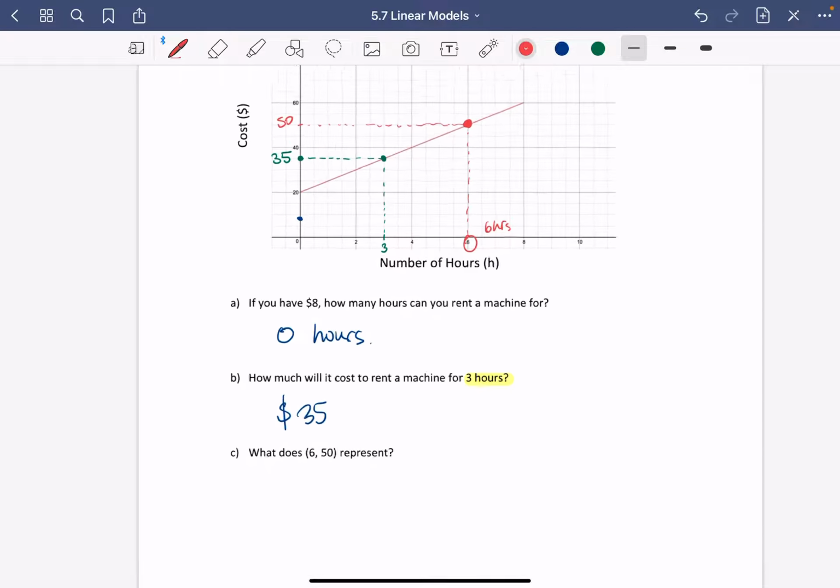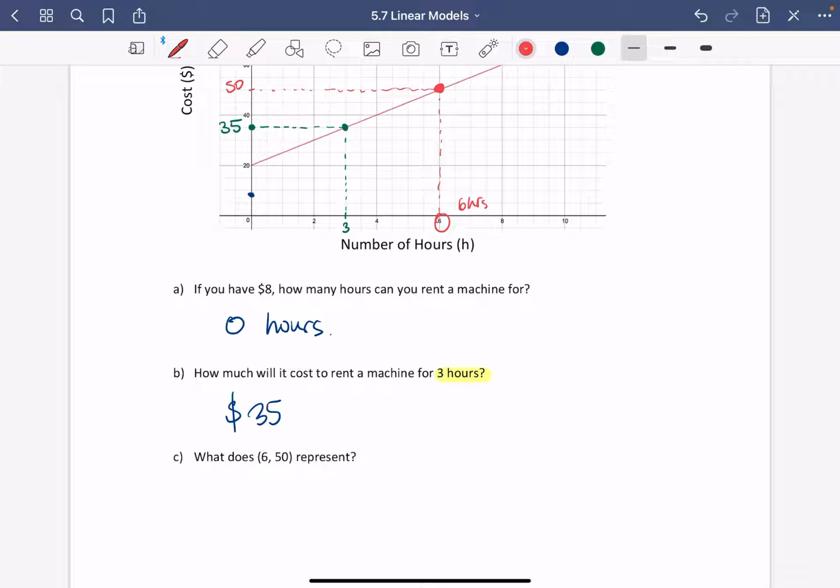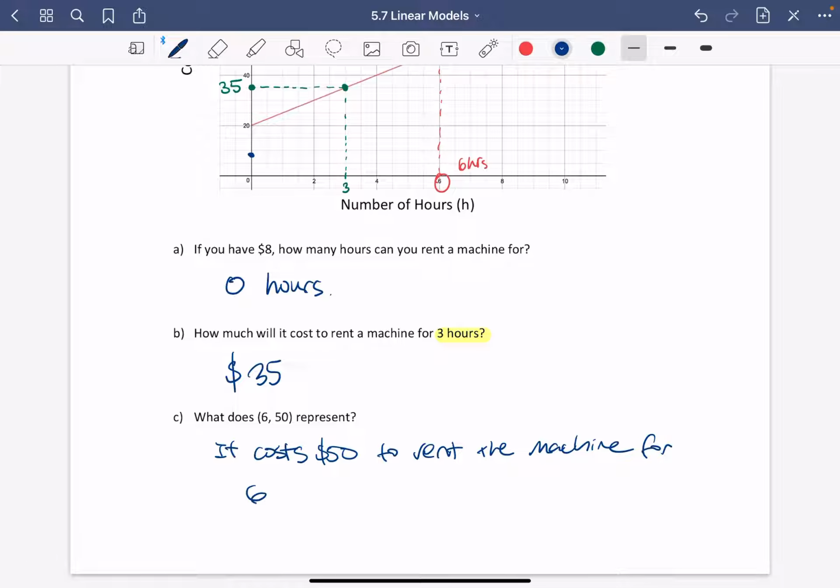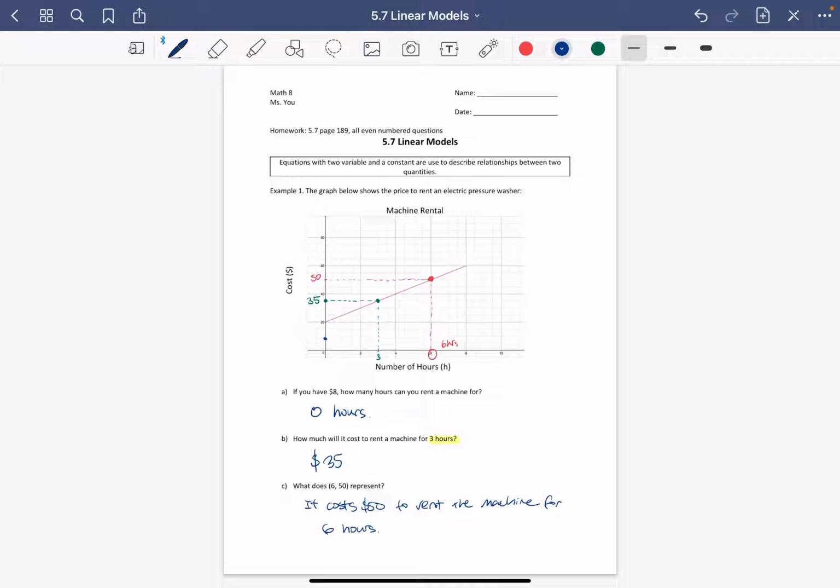So (6, 50) represents that it will cost $50 to rent the machine for 6 hours. Or you can say if you want to rent the machine for 6 hours, it will cost $50. Okay, that's our first example.